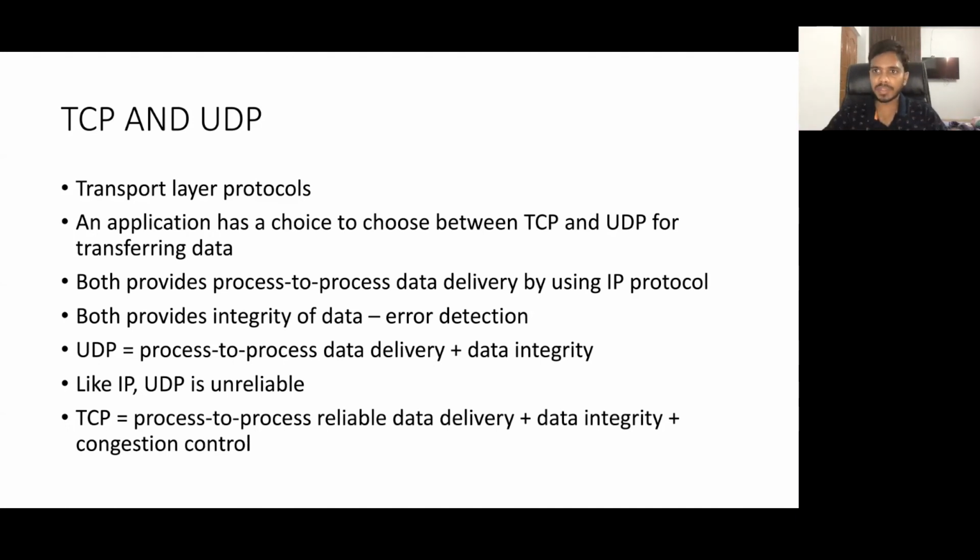But TCP is more than UDP. So of course in TCP also there is process to process data delivery. But here this data delivery is reliable. That means if you are using TCP to send some message, it is guaranteed by TCP that it will be delivered to the destination. And of course, data integrity is also there in TCP, and also TCP provides congestion control, which is very important.